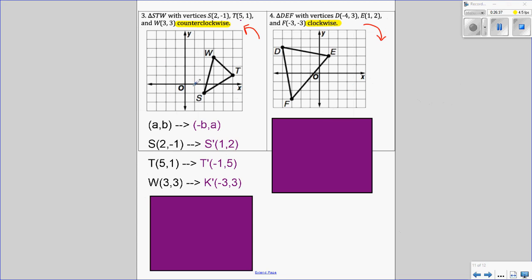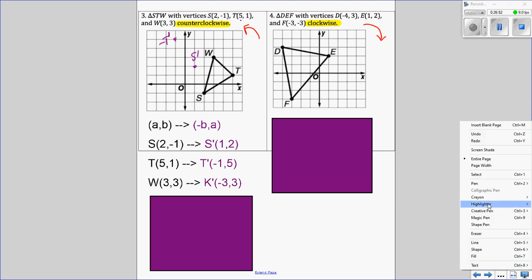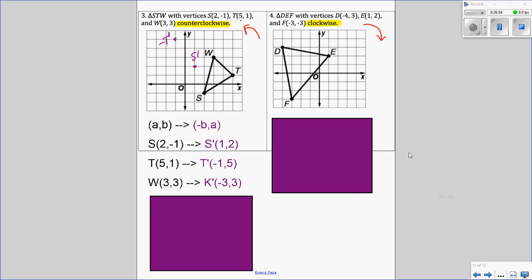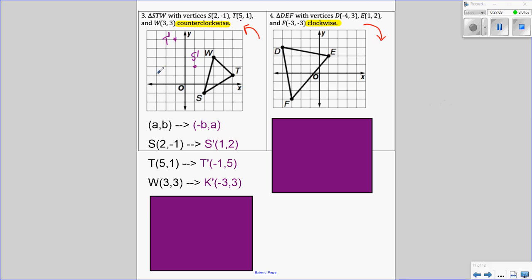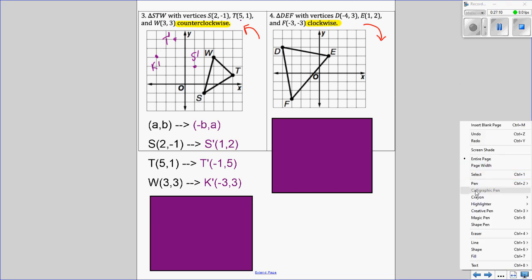So S prime is 1, 2. T prime is -1, 5. 1, 2, 3, 4, 5. Yep. Negative T. That's -1, 5. And then K prime is -3, 3. And I connect the dots. So connect the points.